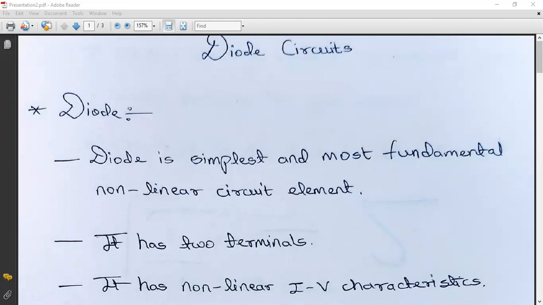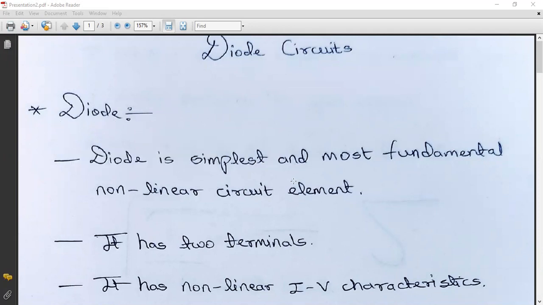We have already started the analog circuit series, right? We have seen one lecture on it, in which we saw just a brief introduction. The second lecture is based on diode circuits. Okay, so let us start with the introduction of the diode.